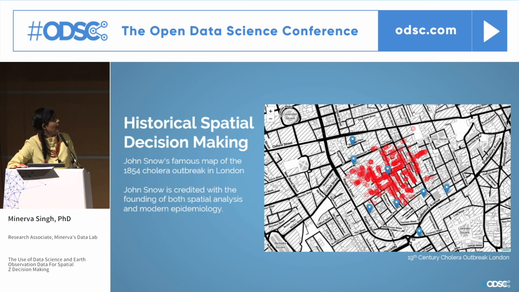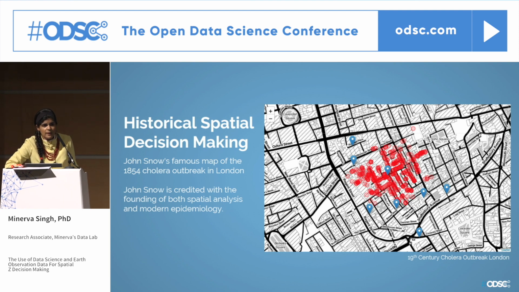And actually, spatial data have been informing decision making since antiquity. Now, this is a map which shows the geolocations of the cholera outbreaks that occurred in London in 1854. That was in the 19th century, a very long time ago. The map was created by John Snow, and the red dots are where the cholera cases were reported. This was one of the first few maps of its kind where the outbreak of a disease was actually plotted using spatial data. And therefore, John Snow is credited with the founding of both spatial analysis and modern epidemiology.